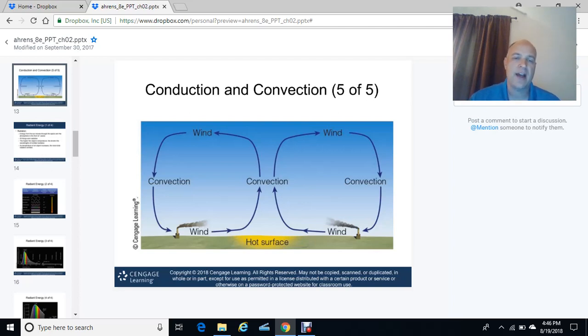Okay? If I were to show you an example for conduction in this diagram, I want you to pay attention to that yellow hot surface. Conduction typically occurs in a much shallower area. It's not very tall in the vertical. It's confined more closely to the ground.